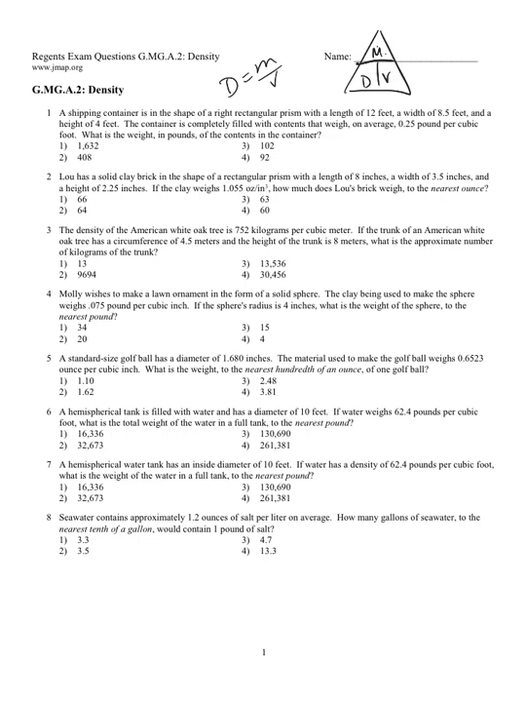if I'm ever unsure about which operation to use. So taking a look at number one, a shipping container is in the shape of a right rectangular prism. They give you the dimensions 12, 8.5, 4. And then they're telling you that the container is completely filled with contents that weigh on average 0.25 pounds per cubic foot. What is the weight in pounds of the contents in the container? So note, when you get your answer, you do not want the cubic feet.